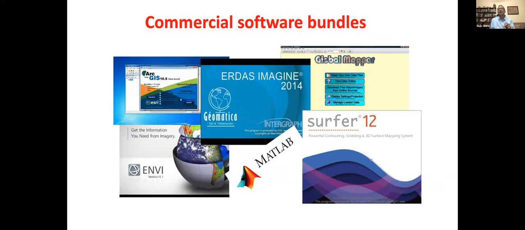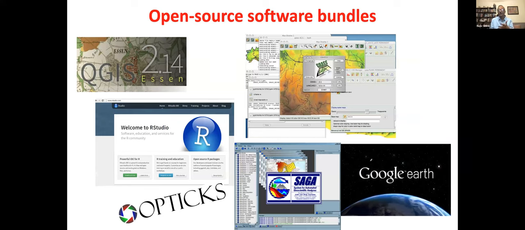I've also provided a lot of free and commercial software bundles. We use ERDAS Imagine, ENVI, ArcGIS, Surfer. All of these are used for image processing. Most of them are commercial software, but there are also open source software bundles which you can use. Google Earth is very good now. You can see a lot of temporal data sets. There's also Google Earth Engine, on which you can analyze the data sets. There is the QGIS platform, which is again free for use for many applications. GRASS is again an open source software bundle, which you can use, and so on.